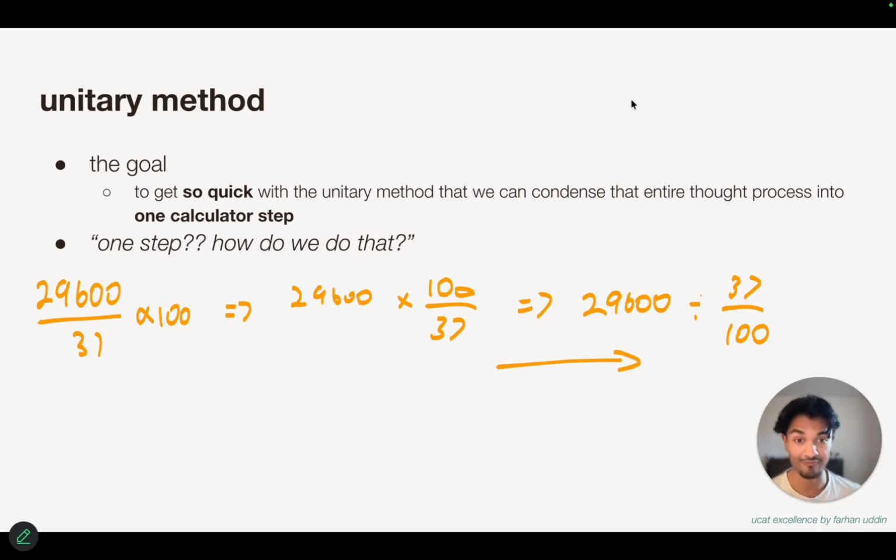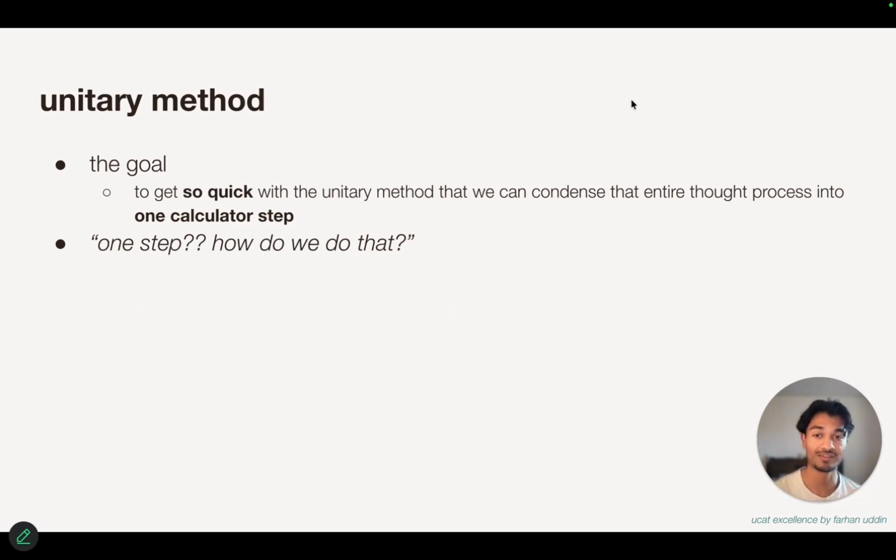This is year 4 maths now. So would you agree with me that this is the same as dividing by this number? And so if you pull up the calculator, you put in 29,600 divided by 0.37, you are going to get the answer of $80,000. So this is how you can get scary quick when it comes to percentage questions.